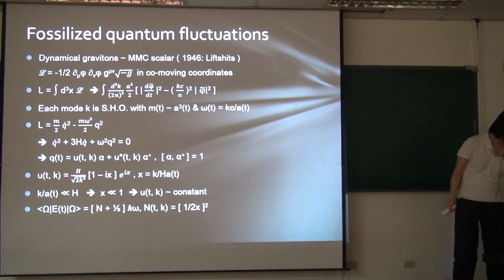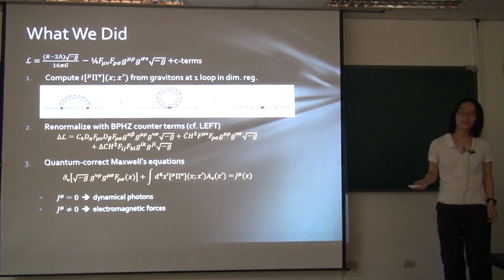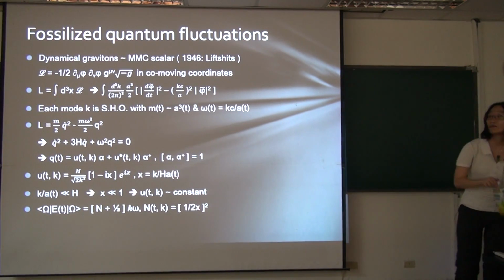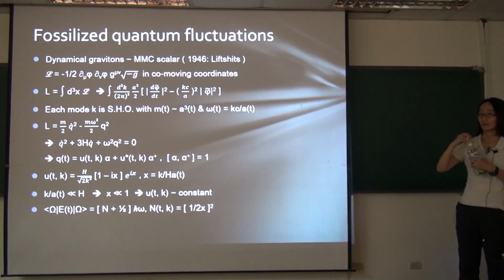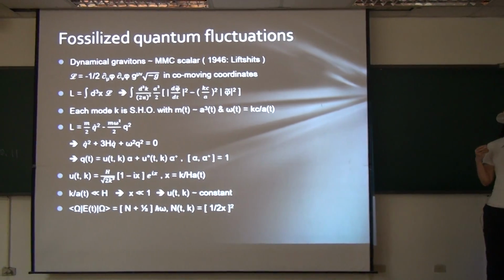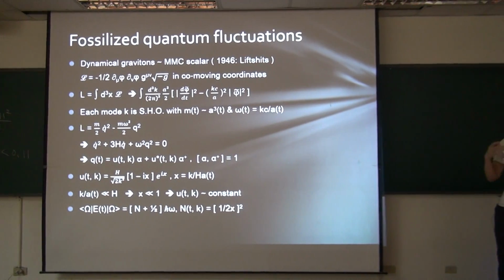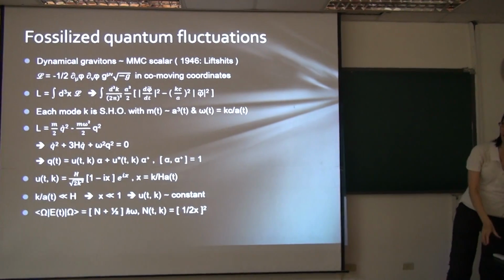Can you explain that first line? Dynamical gravitons are minimally coupled scalars. Oh, I mean, its mode function behaves the same as the massive minimally coupled scalar.